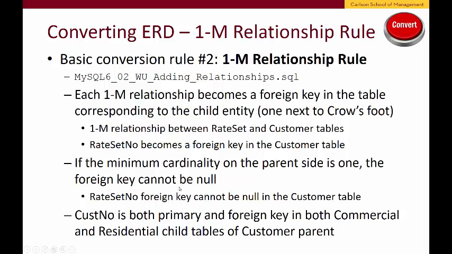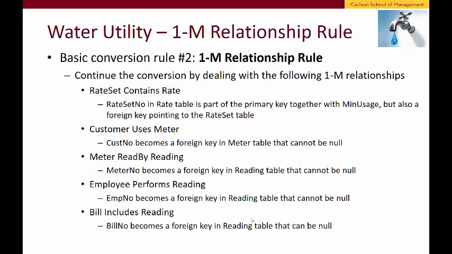If the minimum cardinality on the parent side is 1, we have to force the foreign key to have a value. Customer number is both primary and foreign key in the commercial and residential child tables, as we already mentioned. And the next slide crams together all the remaining one-to-many relationships between several tables: rate set and rate, customer and meter, meter and reading, employee and reading, and then finally the bill including reading.